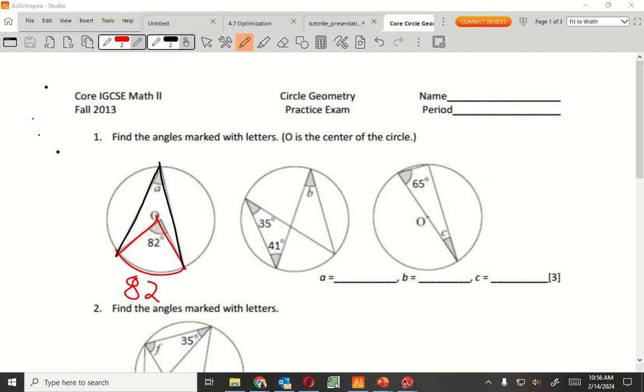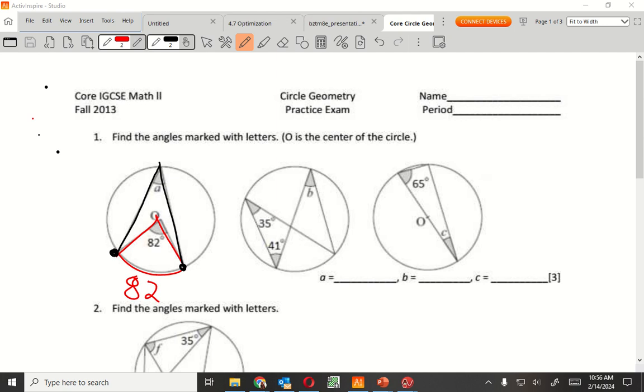Now, where angle A is located, that's a different type of angle. Can someone tell me what that one is called? I heard it. Inscribed, very good. That's going to be an inscribed angle. Now with my inscribed angle, it has the same endpoints right here. So that angle A should be how much?